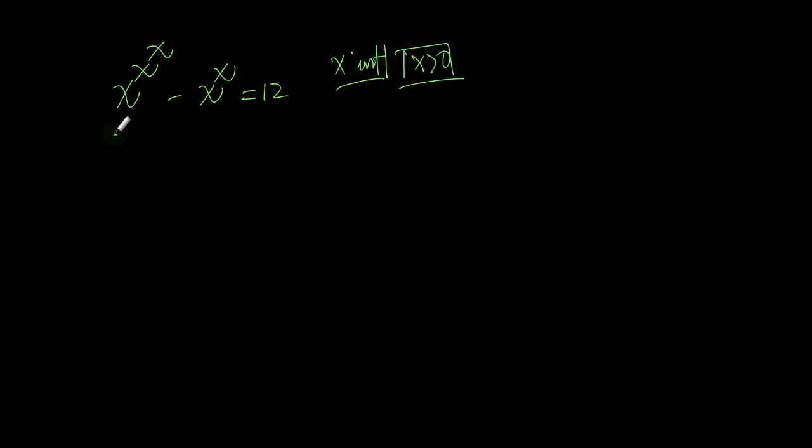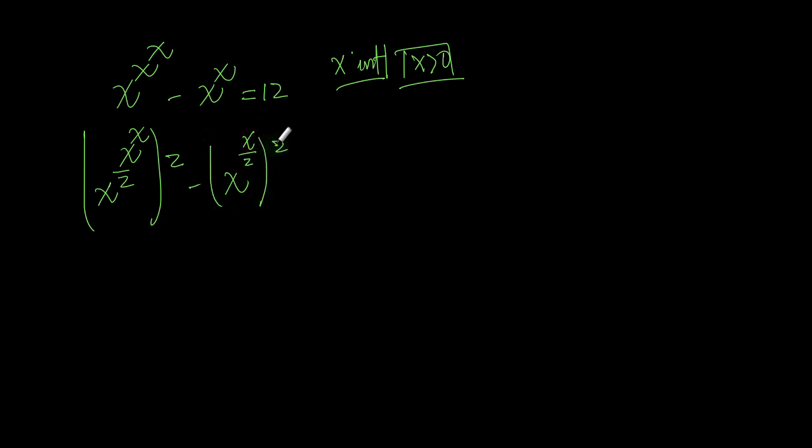How am I going to solve this? We have a subtraction here, and we're going to turn it into a product. I'm going to write this as x to the x to the x, divide the power by 2 and multiply by 2. So I'm going to have this one to the power of 2, minus x, the same thing here, x over 2, multiplied by 2 as well, equals 12.